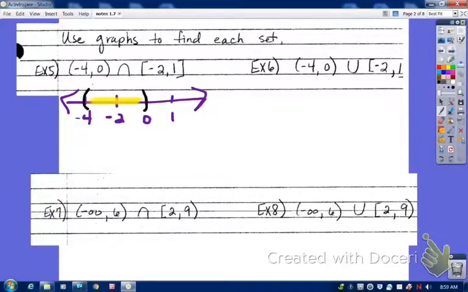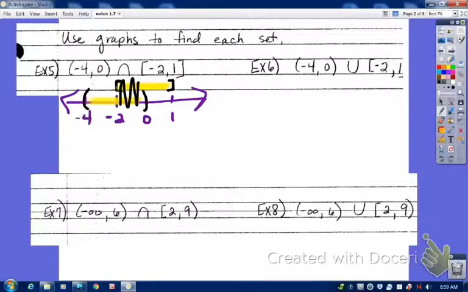So the second interval has a bracket at -2 and a bracket at 1, and then we're shading between -2 and 1. So you're visually graphing here. You're looking at your graph, and you're seeing where the graphs have points or numbers in common. So do y'all see the overlap there? Okay, so this is where you're looking at the overlap, right there.